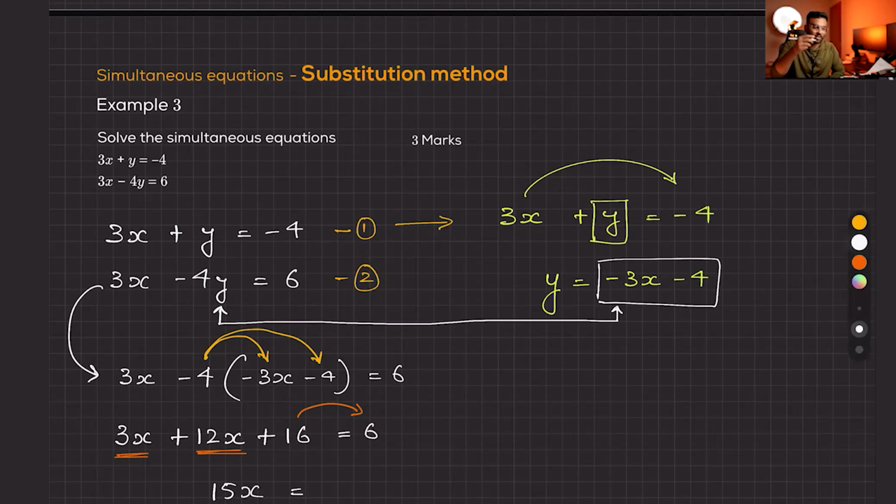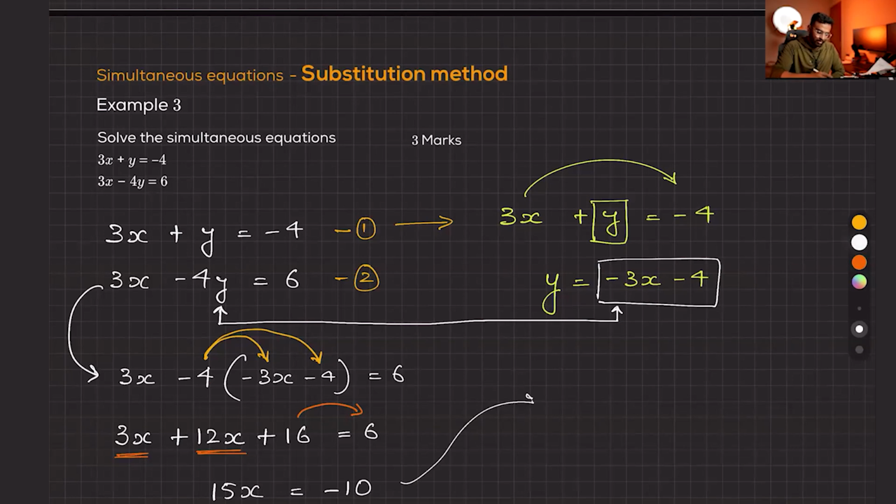6 minus 16, is that correct, everyone? Minus 10. So this is minus 10, and therefore we have x equals minus 10 over 15, which can be simplified to minus 2 by 3. Okay, now I'm going to take this step here.